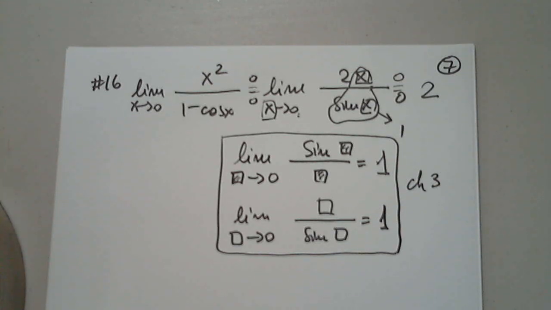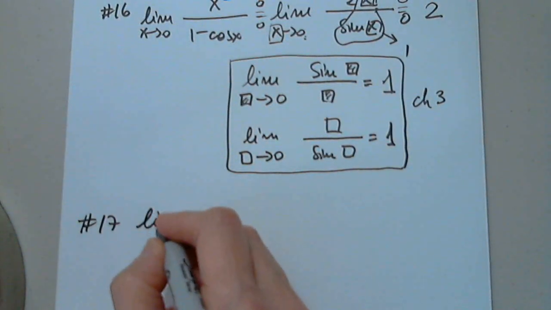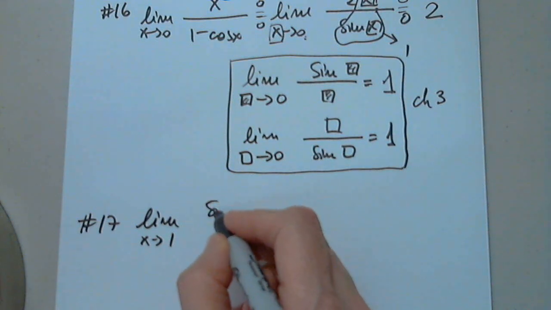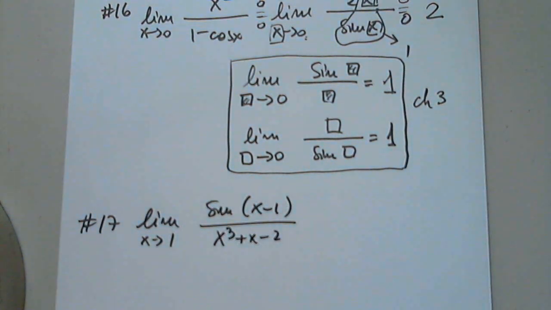So let me share my screen. Where is my button? Okay, got it. So let's see if we want to look at something else. For example, if we look at 17, we have the limit as x approaches 1 of sine x minus 1 over x to the third plus x minus 2.